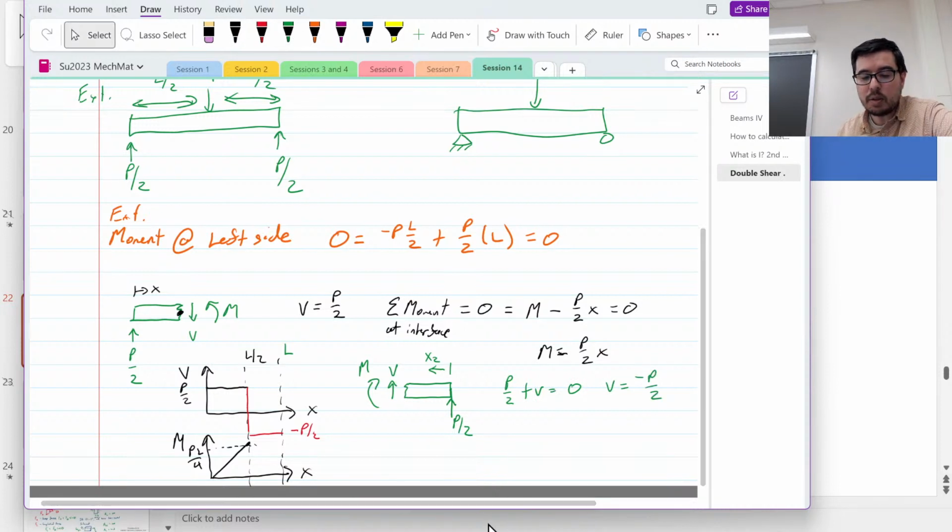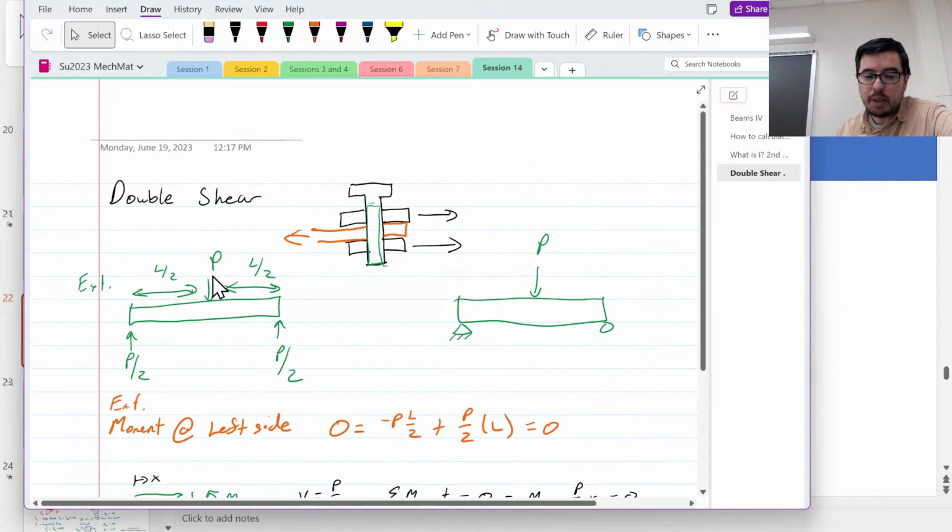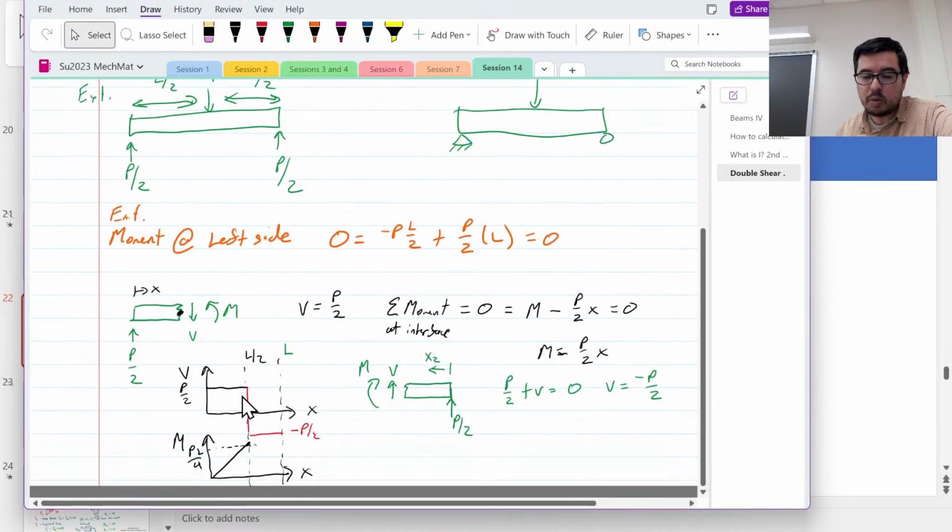All right, so this is correct. Going from the right side inward, it's minus P over 2. And this delta P is the P, or minus P. Right? So either way, we could do it straight from equilibrium like we did previously in statics and in this course, and we get this result. Now, what do we do?